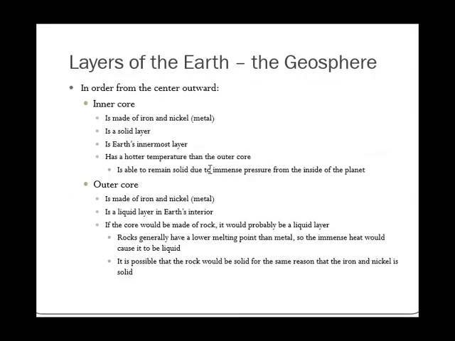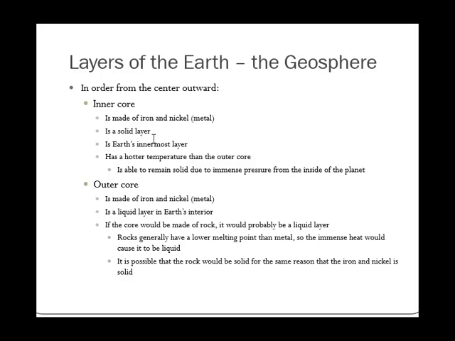The only reason why it's able to remain solid, even though, as we'll see in a minute, the outer core is actually liquid, is because there is tremendous pressure that keeps it solid. If you would take metal at that temperature and put it on the surface of the earth, it would be a liquid. But because there's so much pressure squeezing it together, it stays a solid.